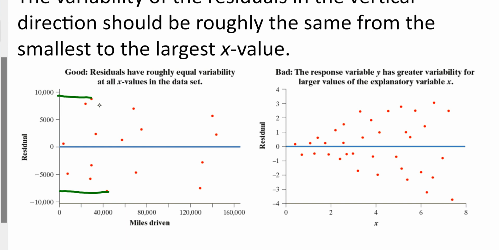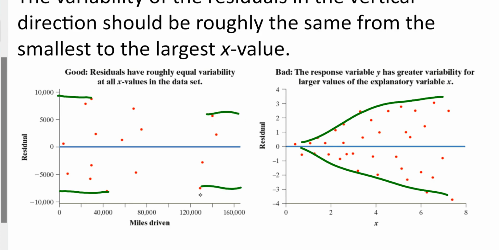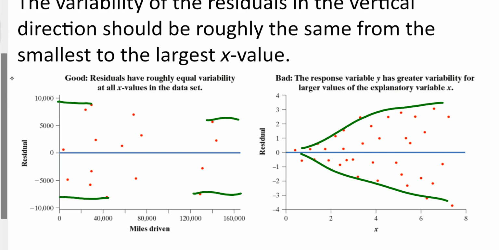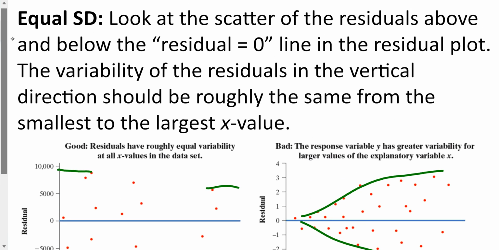This one's bad because it's got this fanning to it. So if you go all the way to the farther x's, it's different than the farther y. Same thing over here. We don't want too much difference on the two ends. So we want it to look fairly random, but also spread out similarly. So that's the equal standard deviation. We want it to be about the same on either side of that residual line.